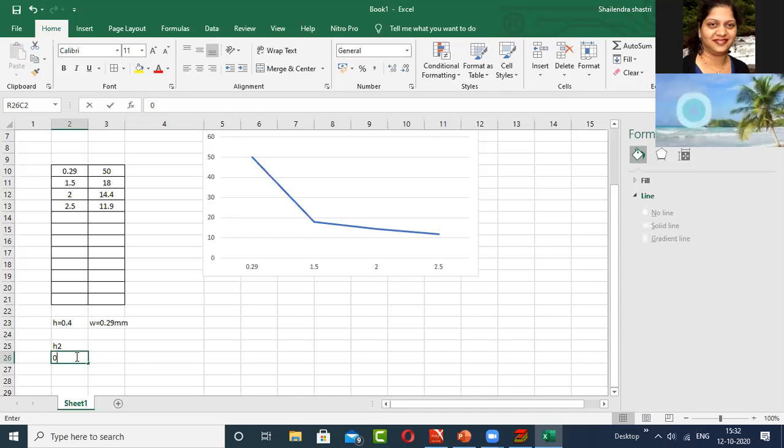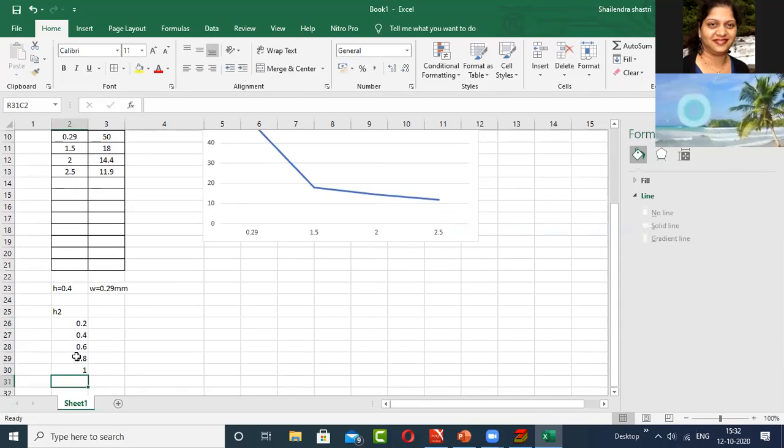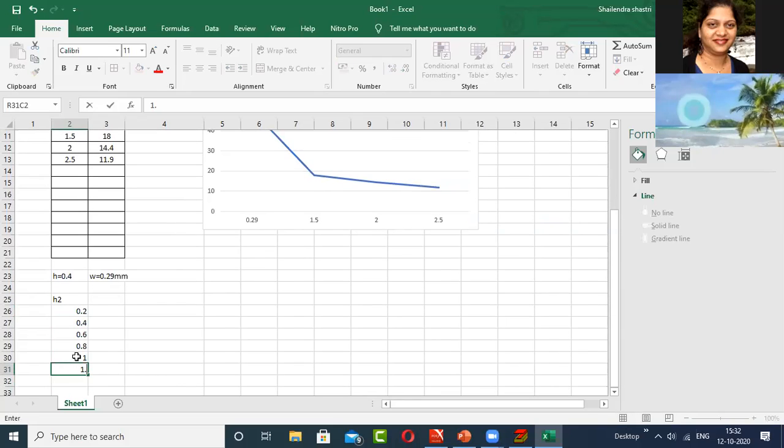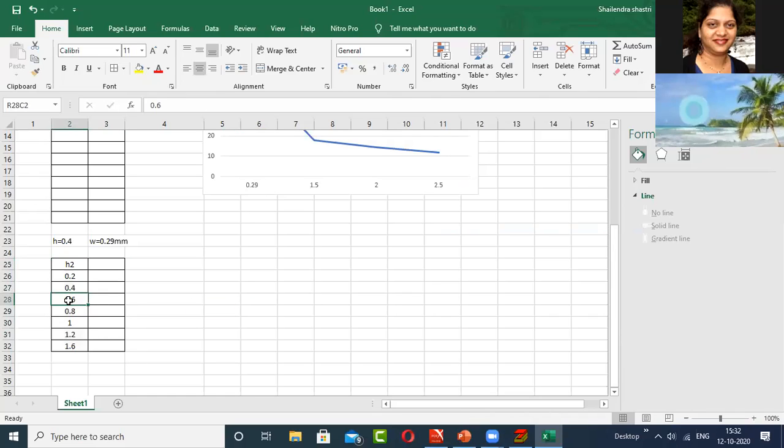I will start with 0.2 mm, then 0.4 mm, then 0.6, 0.8, then 1 mm, then 1.2, 1.6. These are the standard thicknesses of the dielectric material. 0.6 I haven't experienced. 0.2 is there, 0.4 is there, 0.8 is there, then 1.2 is there, 1 mm also is there, 1.6 is there, then 3.2. Now what happens to the characteristic impedance? So let's see.